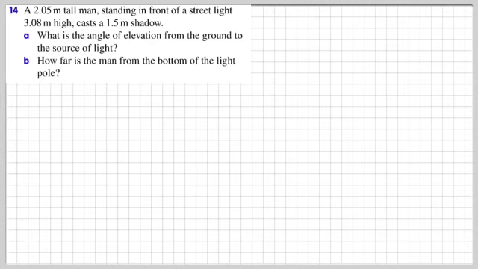Okay, what have we got here? We've got a 2.05 metre tall man standing in front of a street light 3.08 metres high, and he's casting a 1.5 metre shadow. In part A, what is the angle of elevation from the ground to the source of the light? And in part B, how far is the man from the bottom of the light pole?